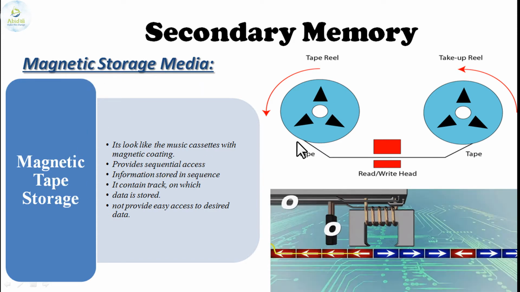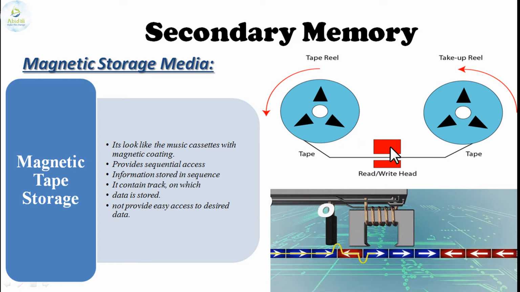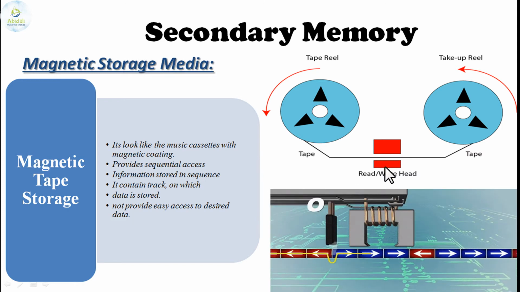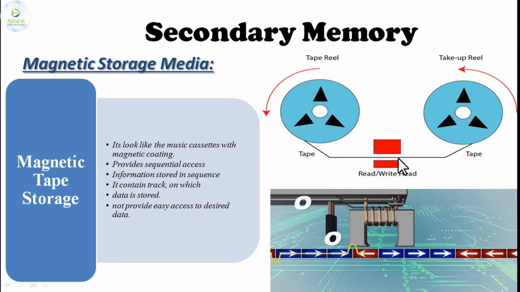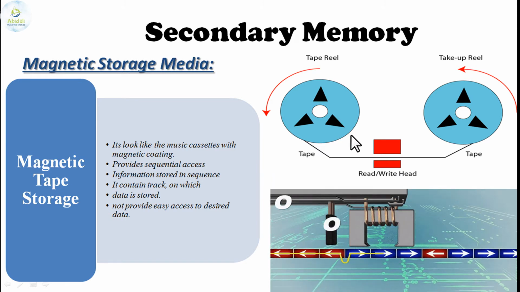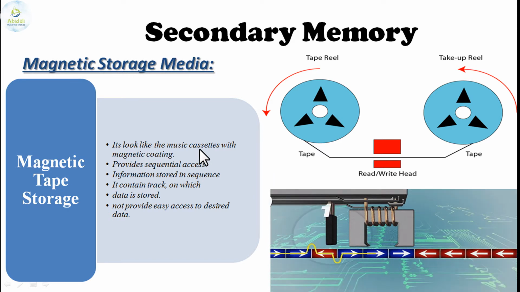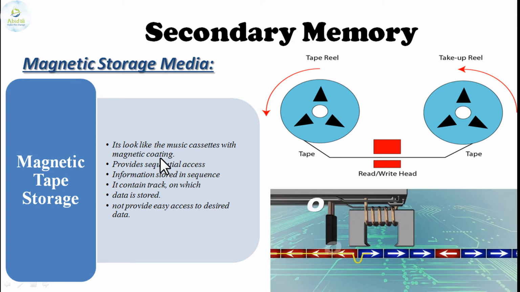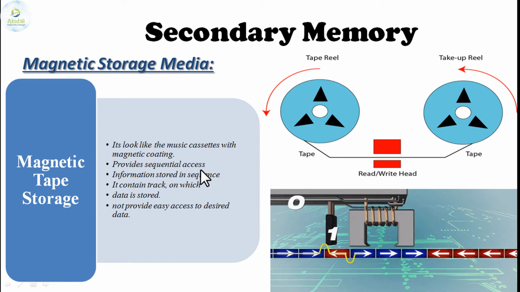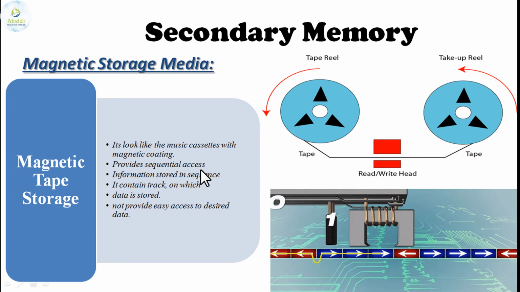Moving ahead, the magnetic storage device consists of magnetic tapes like this. There will be a reading writing head that you are seeing. Like in a stereo cassette, you have a stereo tape moving and the reading writing head will be reading the information. So it looks like a music cassette with a magnetic coating. It provides sequential access. Sequential means one after another, not random access. Random means we can jump to any place.